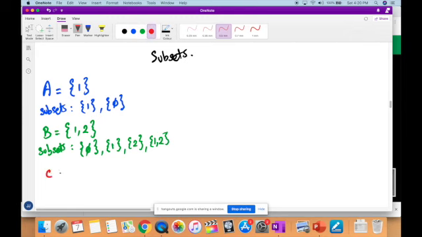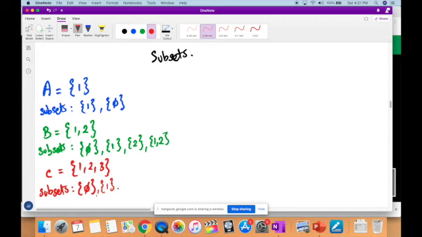Let's look at set C. Set C is this. How many subsets are there in set C? I'm looking at Soraya and Caitlin for this one. List them out for me, right? Alright, let's go. The empty set. Then what? Alright, so the single digit sets.